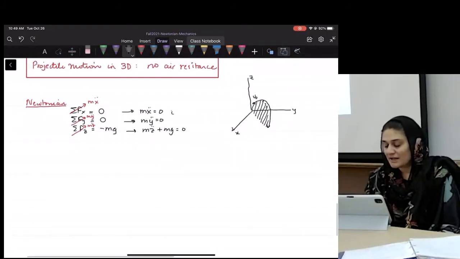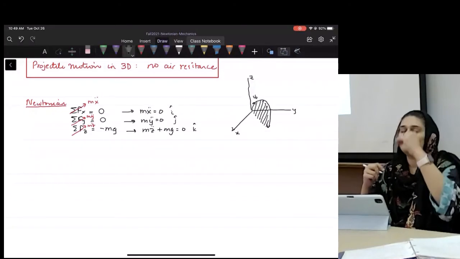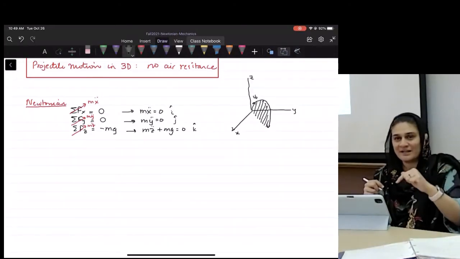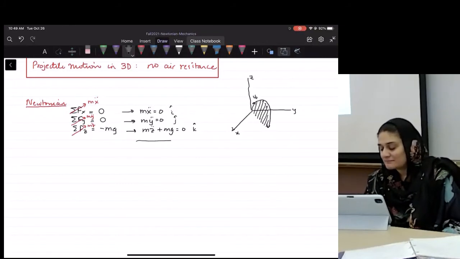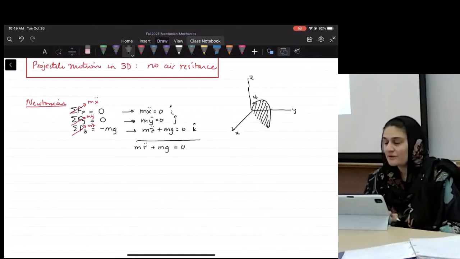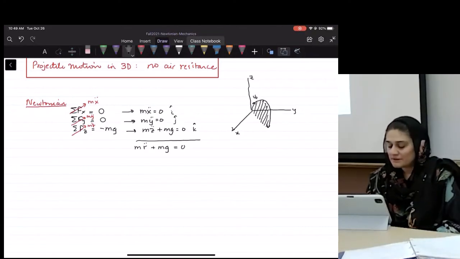Is this along the X, this along the Y, and this along the Z? What? I, J, K, right? Are they along I, J, K? May I add them? Will I get m r double dot plus mg equals 0? Yeah. Do you see how that worked?